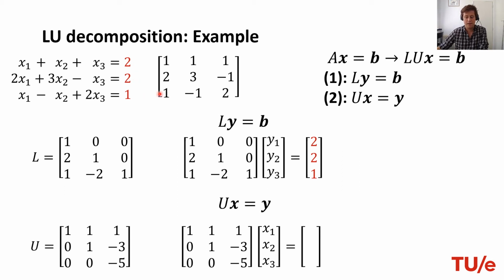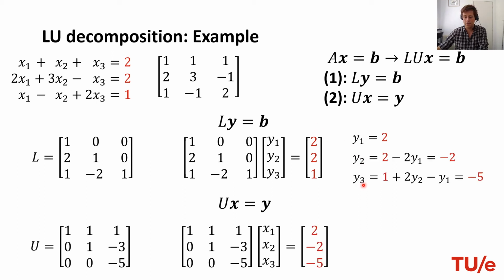So the only thing that changes in our approach is that we have a different right-hand side here in this first system, which we can still easily solve for y1, y2, and y3. And then we can plug this solution for y1, y2, and y3 into this second system over here, this upper triangular system, which can be easily solved using back substitution.